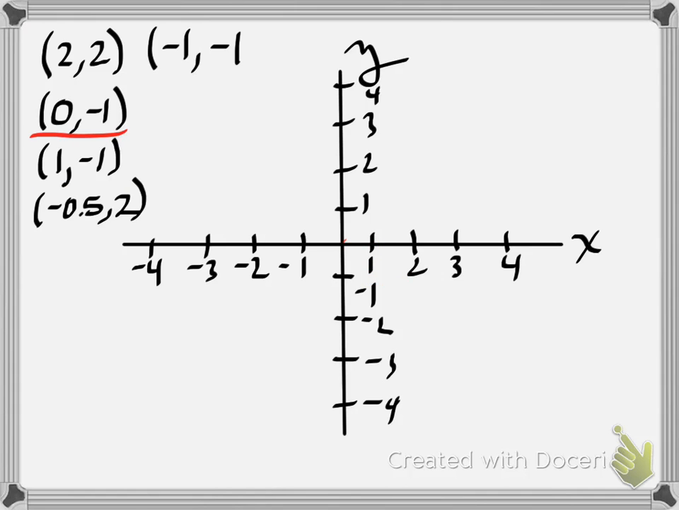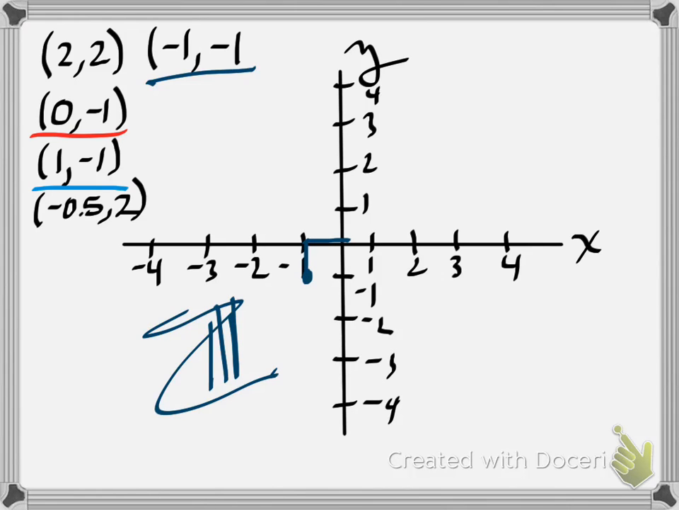Now the next one is -0.5, 2. So we're not going to quite go over all the way 1, but we're going to go over -0.5, which is about right there, and we're going to move up 2. Which quadrant are we in now? Good. Quadrant 2. Awesome. And let's do our last one. We're doing a darker blue. -1, -1. Over -1, down -1. We are now in quadrant 3.